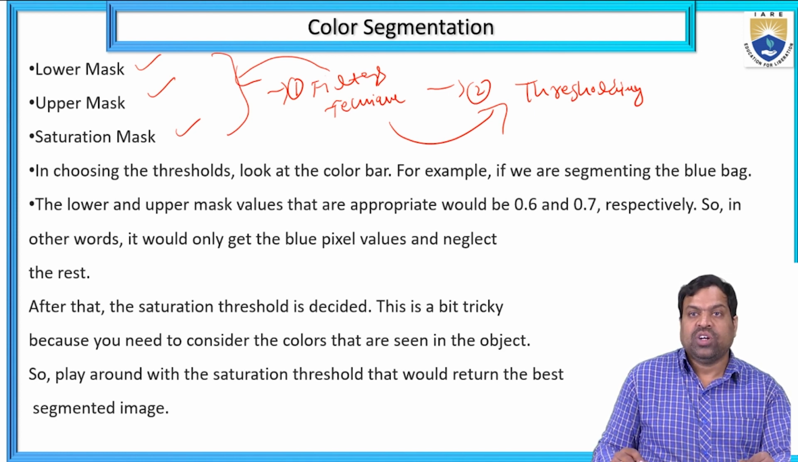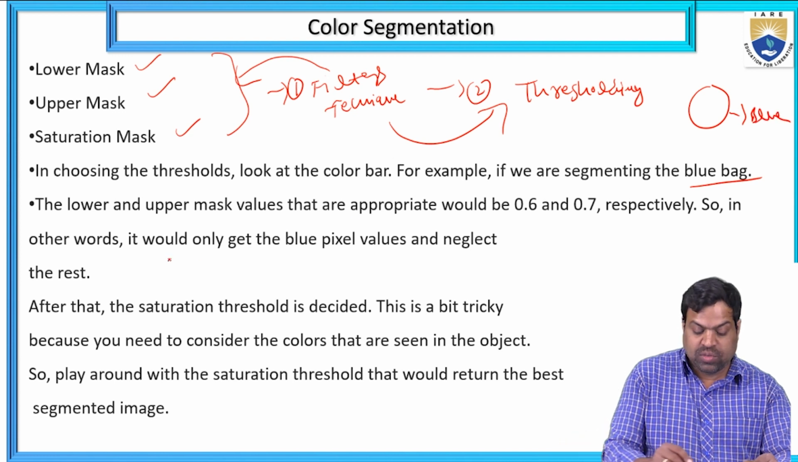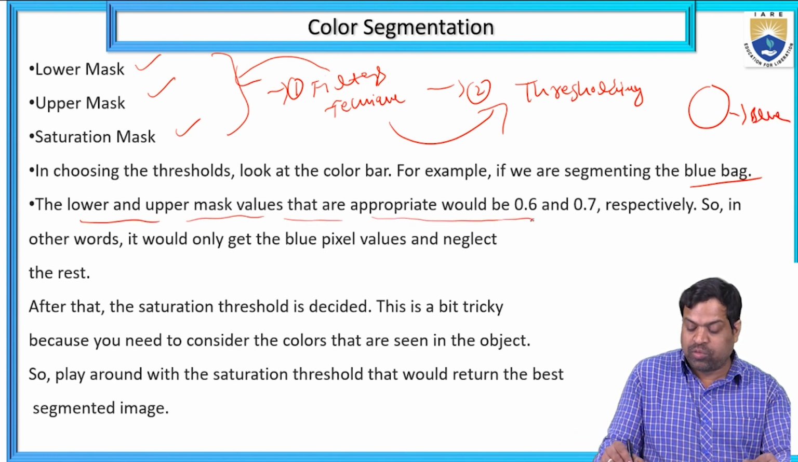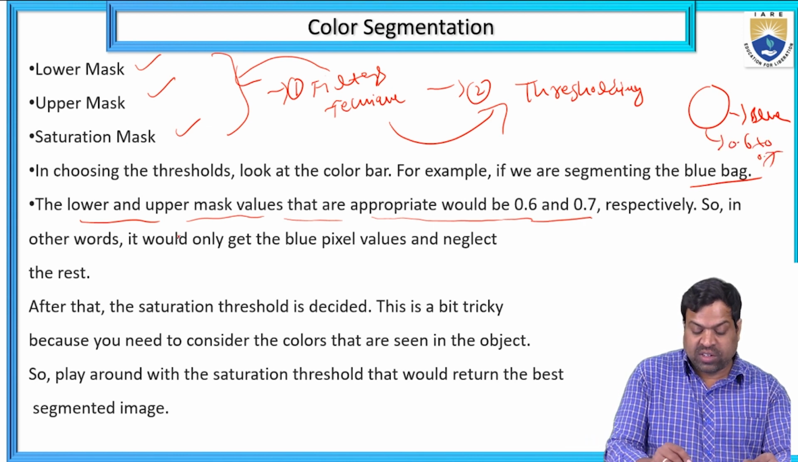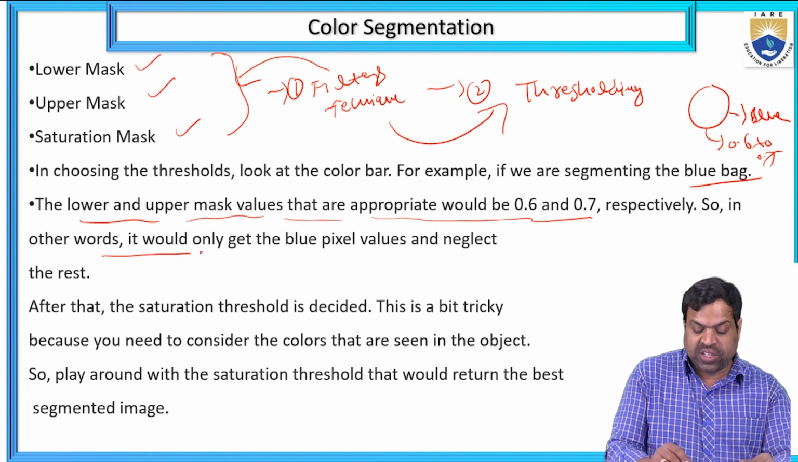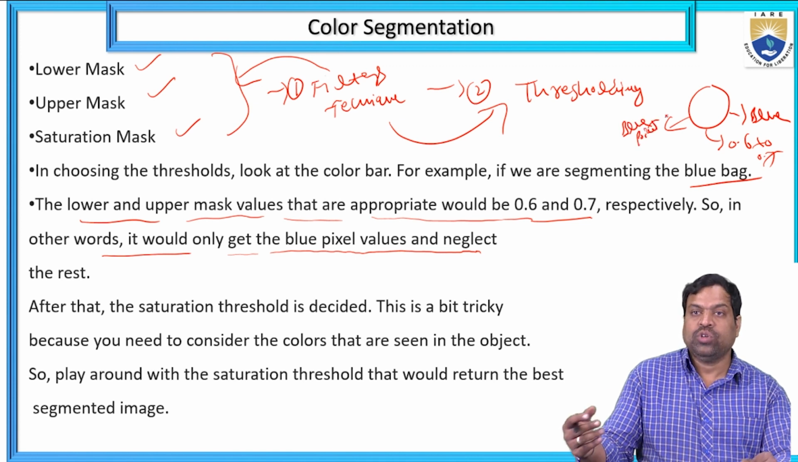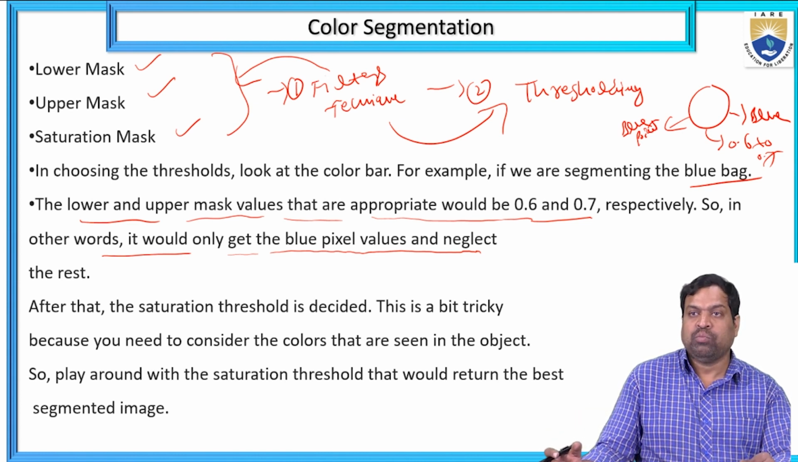In choosing the thresholds, look at the color bar. For example, I am taking segmenting a blue bag. Suppose one bag is blue in color. The lower and upper mask values that are appropriate would be 0.6 to 0.7. When I am taking the bag, the upper and lower mask values range from 0.6 to 0.7. Otherwise, we would only get negligible blue pixel values, and only blue points can be identified. So the lower and upper masks are identifying the appropriate values of the blue color bag, that is a range of 0.6 to 0.7.